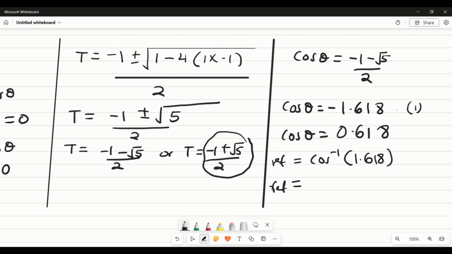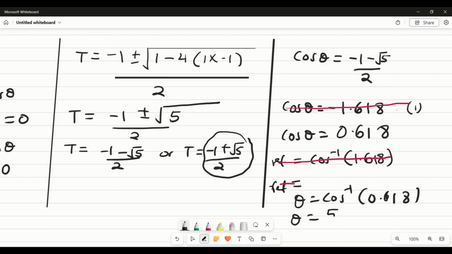Yes, that one is an error. So this one here, we can cross it out. We don't need it. It does not exist. So what about the other one? So you can say theta equals cosine inverse of 0.618. So our theta would be, so we can have the answer as 51.82.